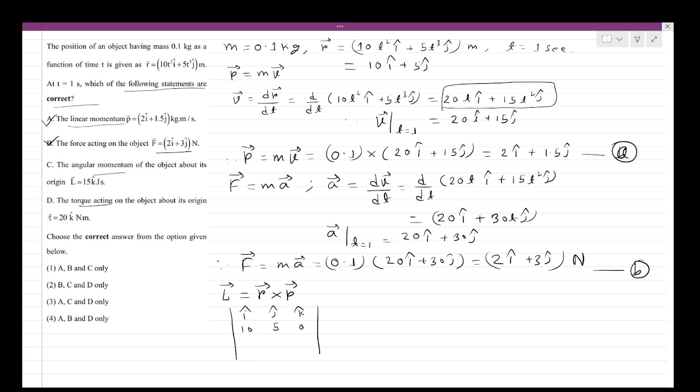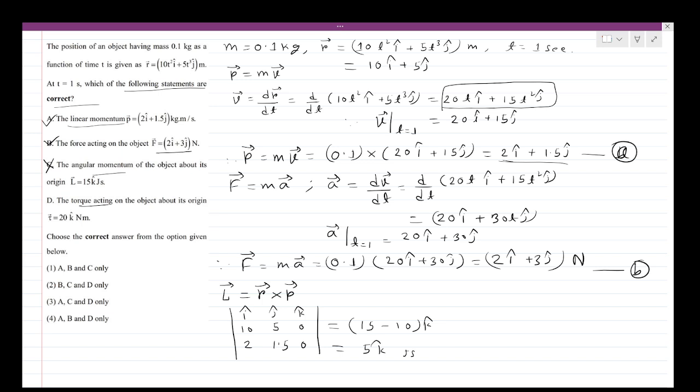The p vector that we calculated is 2 i cap plus 1.5 j cap, so that will be 2, 1.5, 0. As you can see, the component of k cap is 0, so the i cap and j cap components will be 0. Only k cap is there. So 15 minus 10, k cap, equals 5 k cap joule second. So we can see option C is not matching, since it is given as 15 k cap.